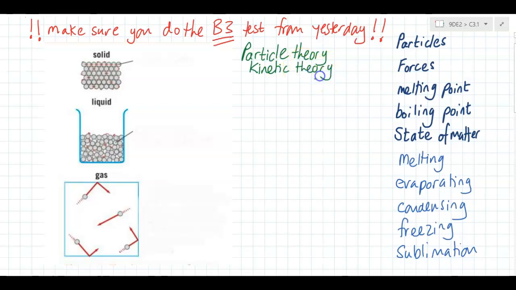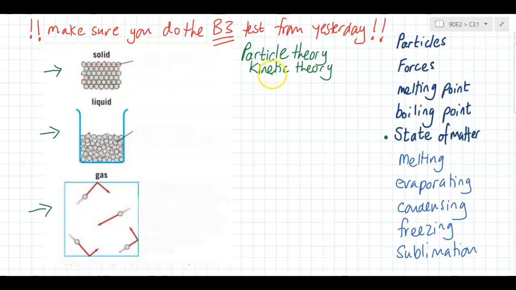And it's all about explaining how materials behave by imagining that we can see the particles that they're made out of. So in year 7, you probably think, right, we can classify things as solids and liquids and gases, and we can explain the behavior of these states of matter by talking about how we imagine their particles are arranged.